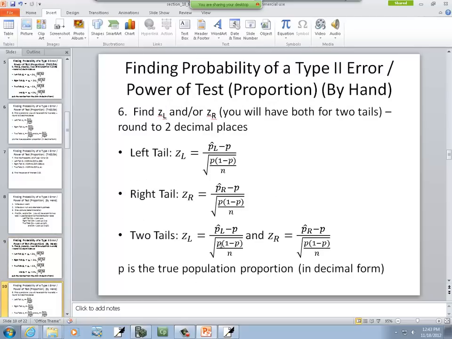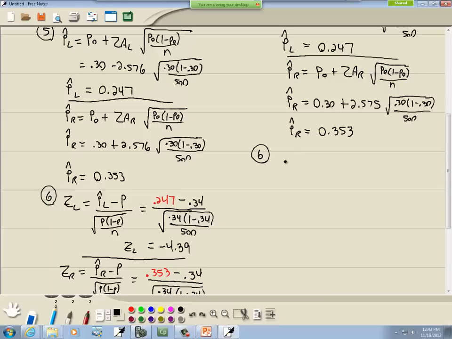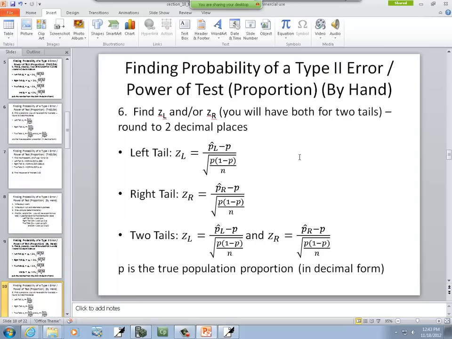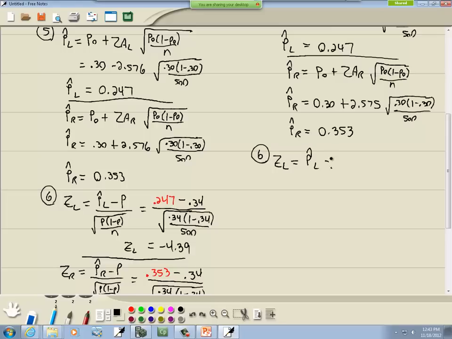Okay, so for two tails, we're going to find both Z sub L and Z sub R. So Z sub L is equal to P hat sub L minus P divided by the square root of P times 1 minus P over N, which we said P hat sub L was 0.247 minus P, which is 0.34, over the square root of 0.34 times 1 minus 0.34 divided by the square root of 500, which gives us the two decimal places, negative 4.39.